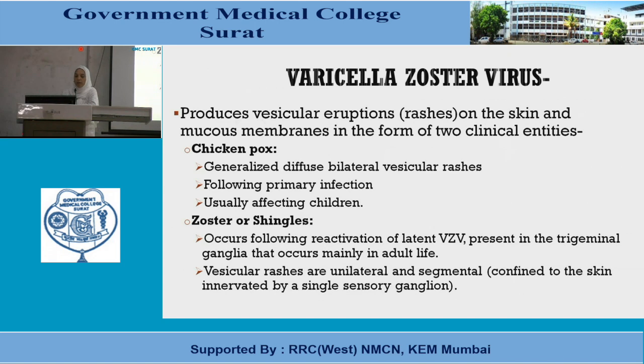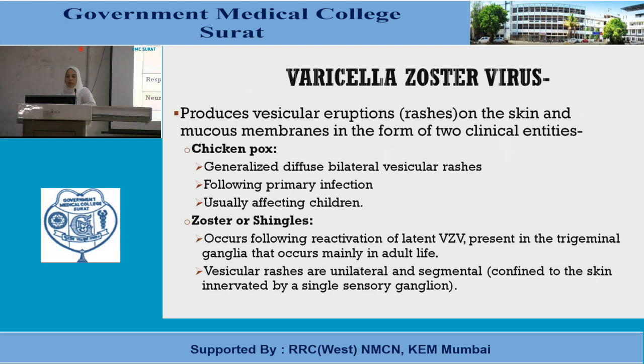The globe is small. In chickenpox, there is a generalized diffuse bilateral vesicular rash following primary infection, and it usually affects children. While zoster or shingles occurs following reactivation of latent varicella zoster virus, which is present in the trigeminal ganglia, and that occurs mainly in adult life. And these vesicular lesions are unilateral and segmental, confined to the skin innervated by one single sensory ganglion. That's how you can track it, that it is more of a zoster, right?